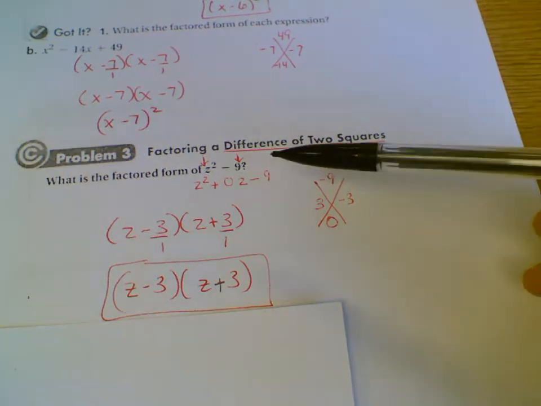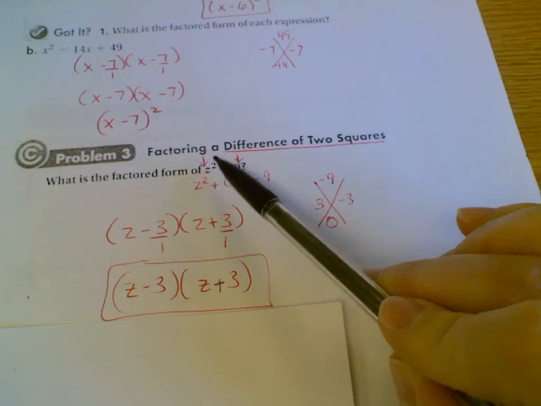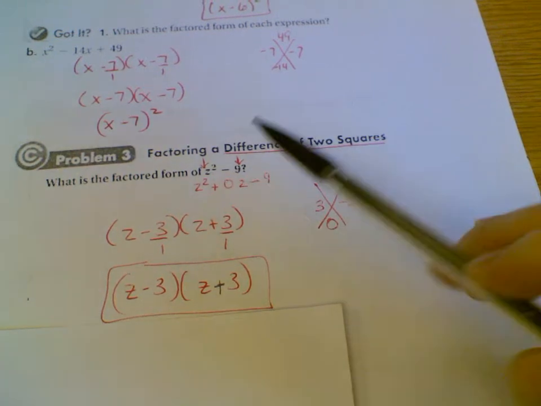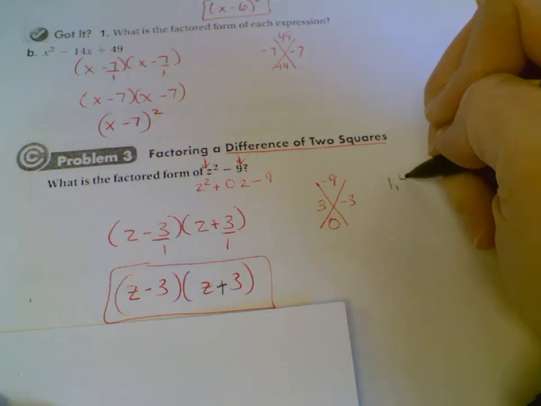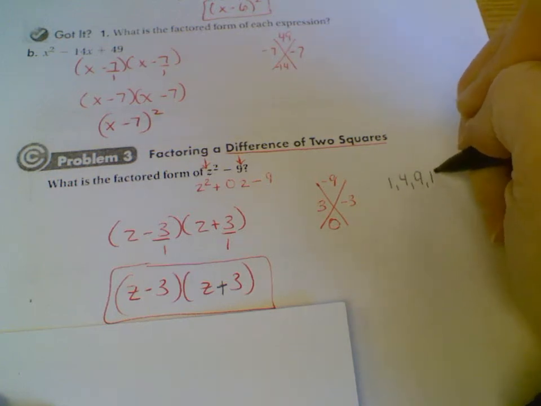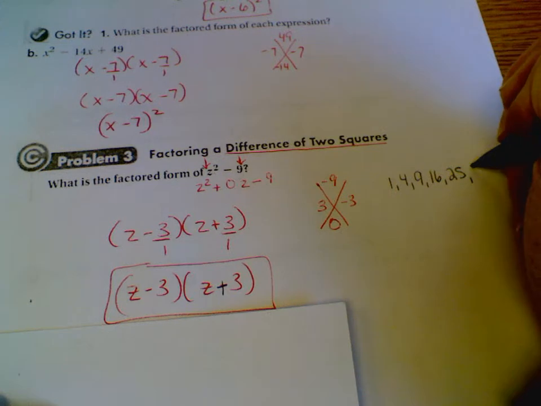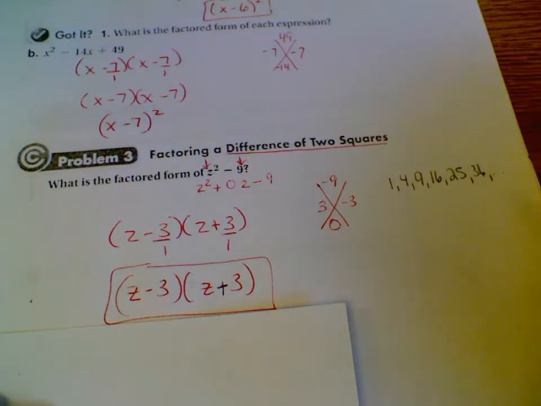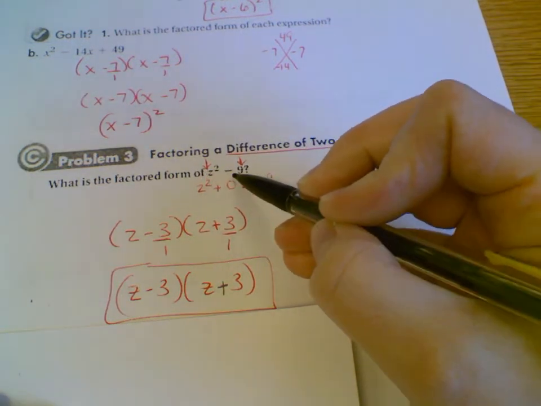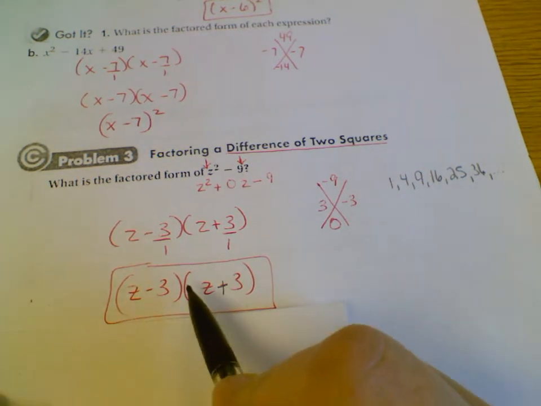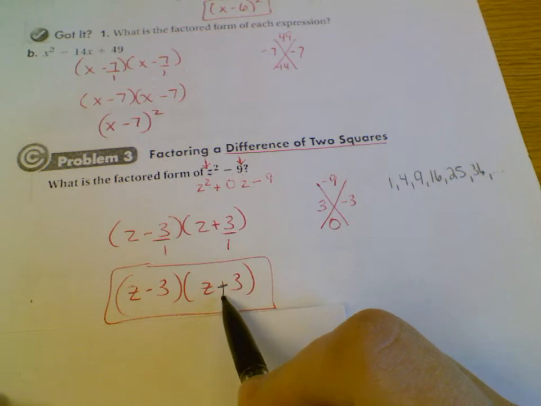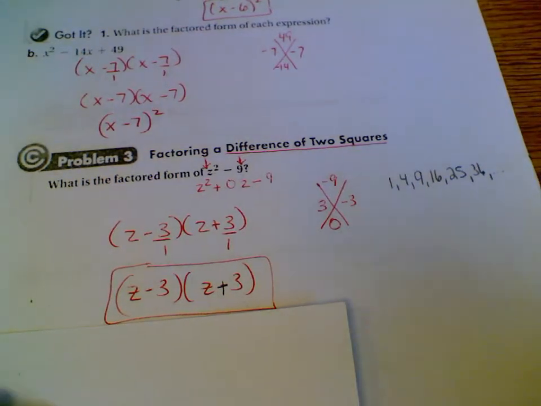So the shortcut is if you know that you have a difference of two squares, which means a square is 1 is a square, 4 is a square, 9 is a square, 16 is a square, 25 is a square, 36, etc. So if you can find that these numbers are squares, it always will fall suit into this. So you can do the square root at the beginning, square root at the end, and then just put a plus and minus in between them.